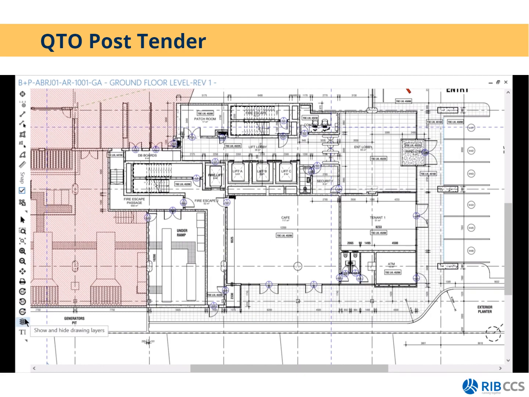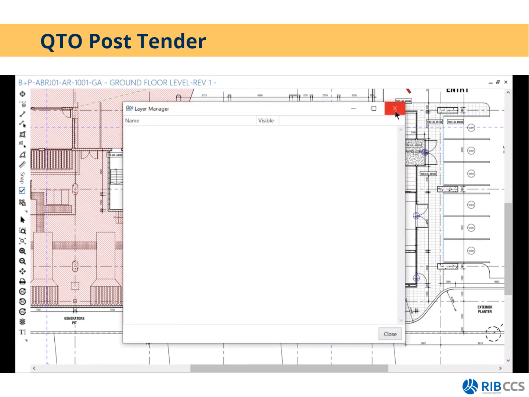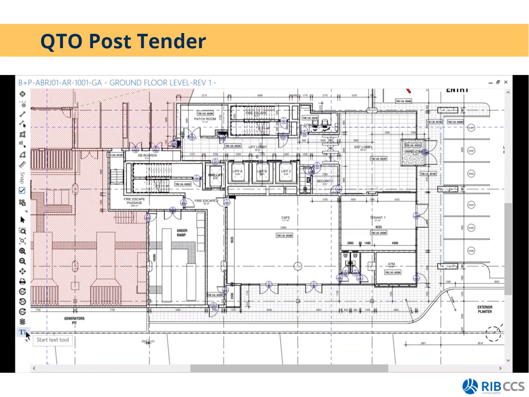Then we have the drawing layers. If your PDF or DWG has layers, on this button you could then switch them on or off. This PDF unfortunately doesn't have layers. And then lastly, you've got your text annotation tool if you want to make any text notes on the drawing.